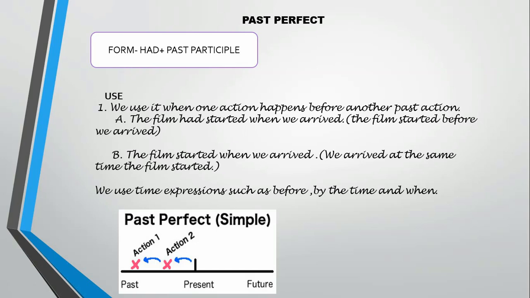The film started when we arrived. It means we arrived at the same time the film started. So this is going in chronological order and the time is moving forward. But if you see the first example, the film had started when we arrived, isn't it? It means the film had already started. The action of starting of the film had taken place in the past, and then we arrived over there. Fine. So when the actions are placed in chronological manner, there we find that time moves forward.